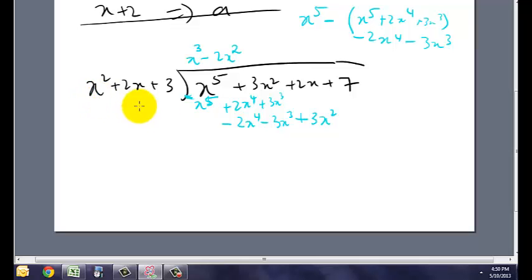Wait, where'd you get the minus 2x^2? Minus 2x^4 divided by x^2. Okay. So that's minus 2x^2, right? Just the same way as how you got x^3 here. Okay.